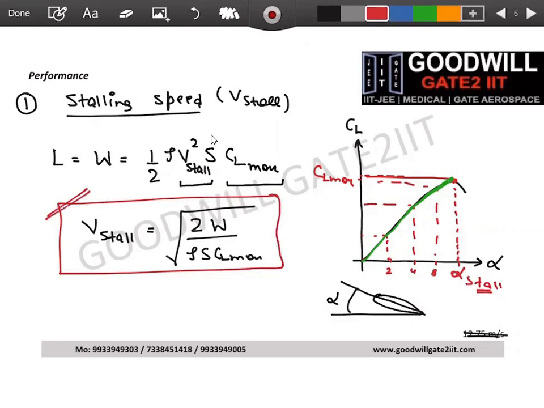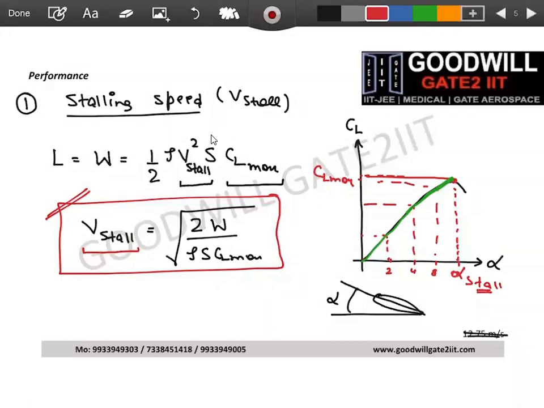Now, why do we say that V stall is the minimum speed with which your aircraft can fly? We'll talk about this in detail, that sometimes you cannot even reach V stall, and failure happens before that. But that is different, depending upon the engines. First of all, the intent is, do you understand what you mean by V stall, guys?